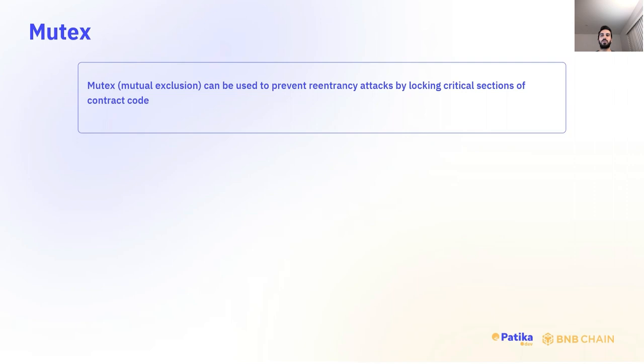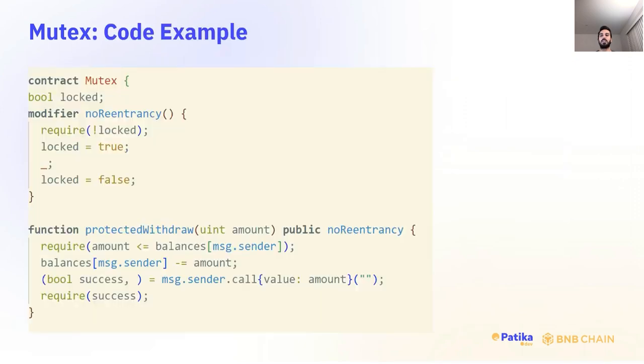Mutex or mutual exclusion can be used to prevent reentrancy attacks by locking critical sections of contract code. Mutex implementation example. Here we have a contract and we have a modifier here. As you remember, modifiers work in this way. First, we have the code in the modifier, then we have this line. This line means that we are going to integrate the function code to here. Since this is our function here, our code will be this function's code. Then we have our final line here, then our modifier ends. So we can say modifier is inclusive and it contains the function that is using it.